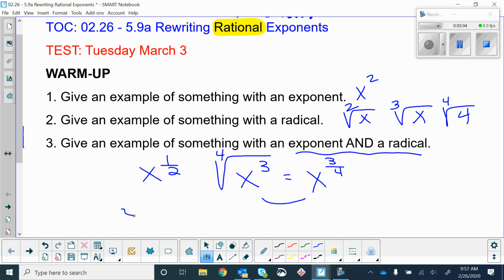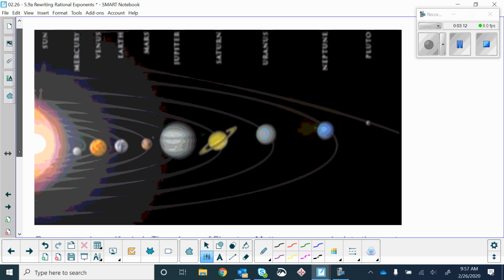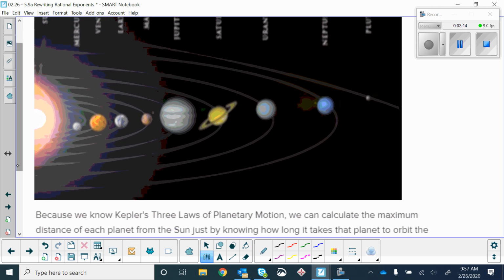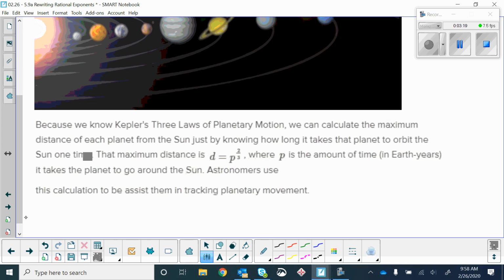So and then I had a real quick example of a real world thing that has a rational exponent. So here are the planets in our solar system. And we have this formula called Kepler's third law of planetary motion, which says that you can calculate the maximum distance of a planet from the sun just by knowing how long it takes that planet to orbit the sun one time.